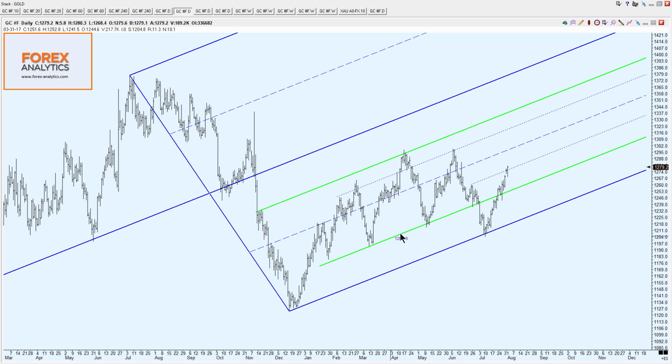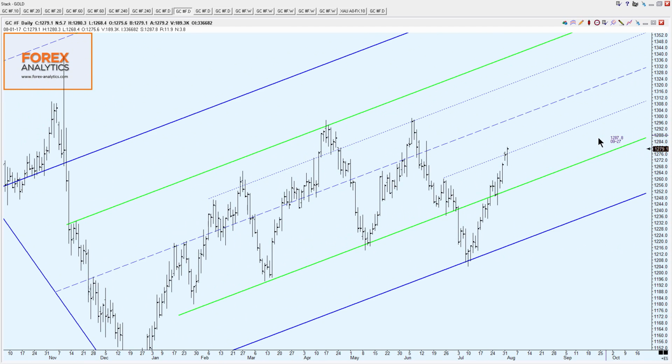You can see the line of support across here. We dipped beneath that line of support. Where did we move to? We moved to the lower parallel of the fork. I'm going to go in a little bit tighter on this.